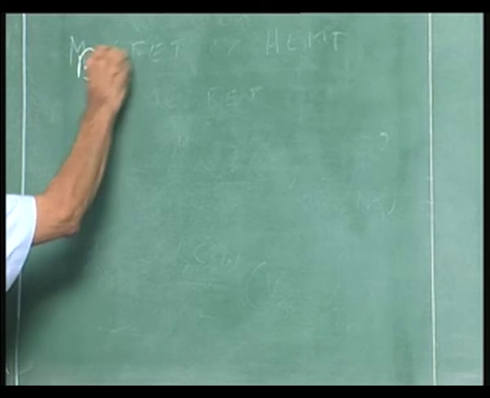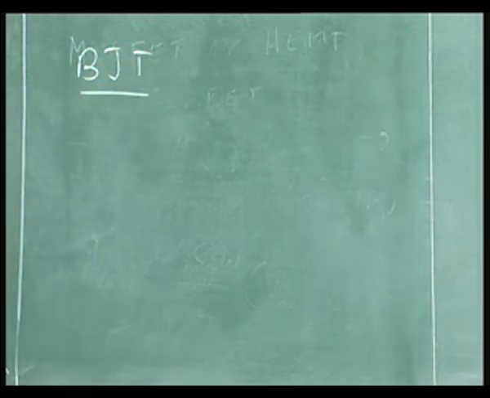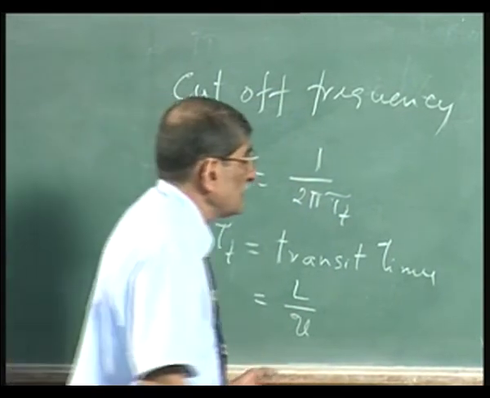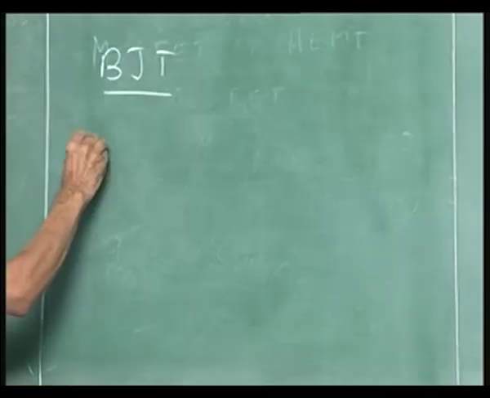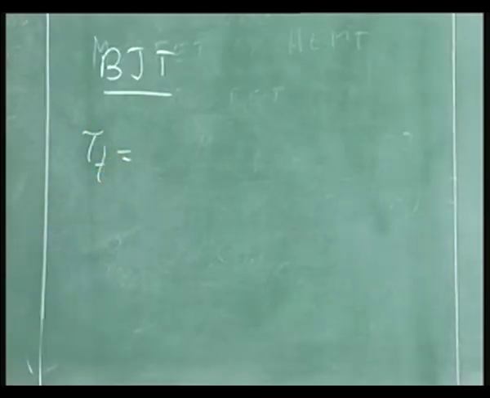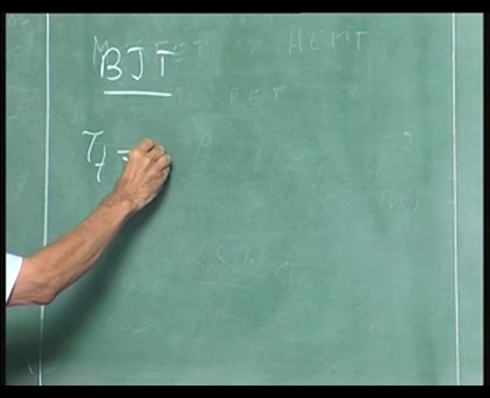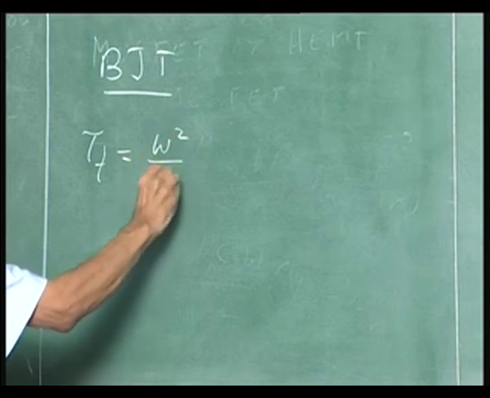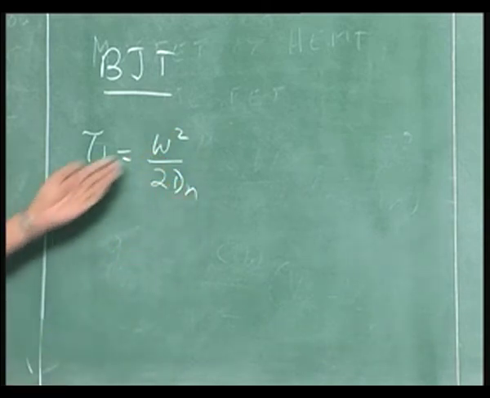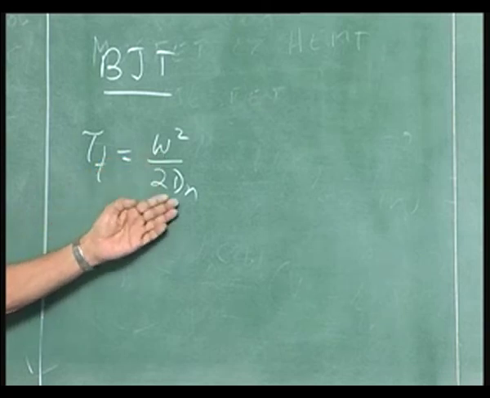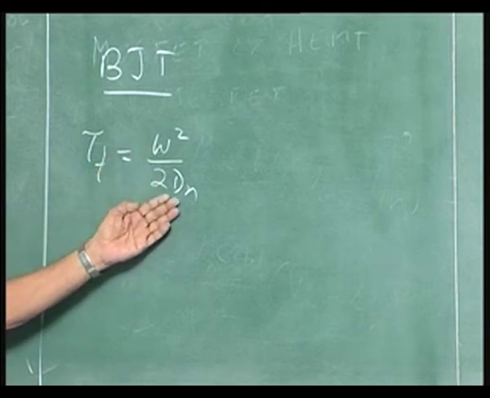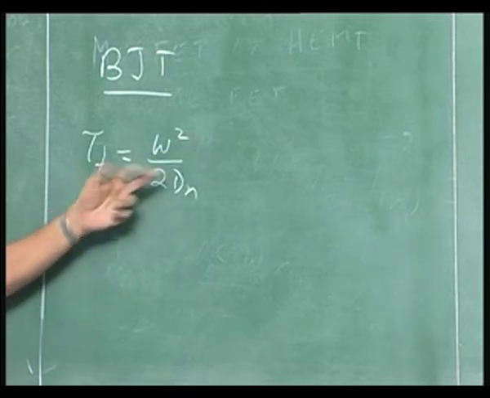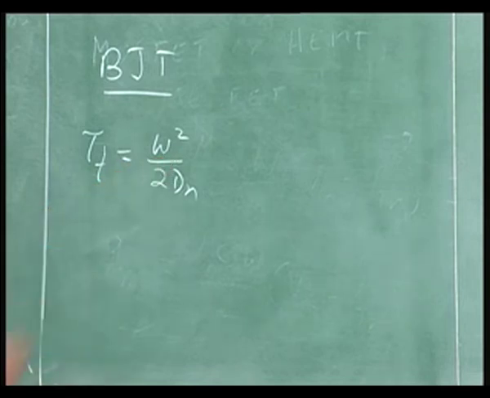BJT, this is the MOSFET. This is true for both. Okay. The BJT transit time is what? W squared divided by 2Dn, centimeter square divided by centimeter square per second. So, it is second. So, here you can see transit time is reduced by reducing the width, base width.